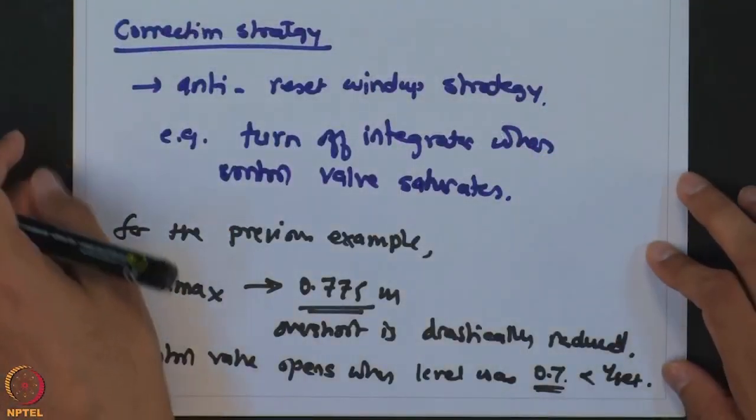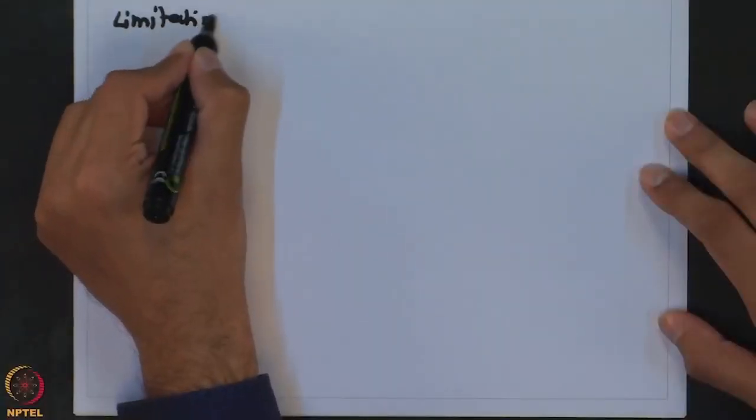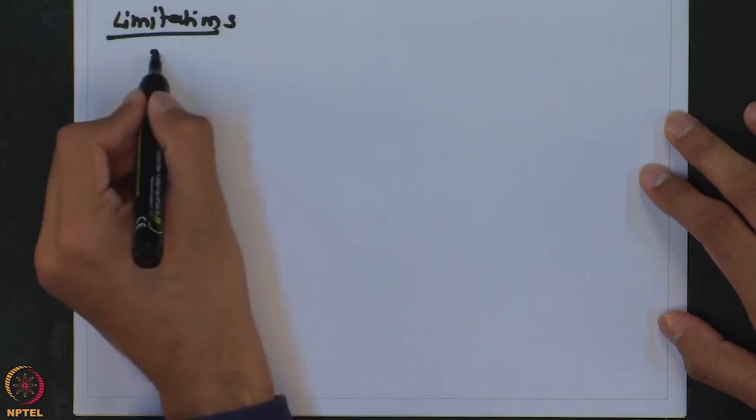So that is the limitation of integral action, that in certain cases it may result in integral wind up, and whenever you have integral action as a part of PI controller or PID controller, you have to have some sort of anti reset wind up strategy. One of those strategies is to just turn off the integrator whenever the controller saturates. So let us now complete this analysis with the limitation of PID controller.